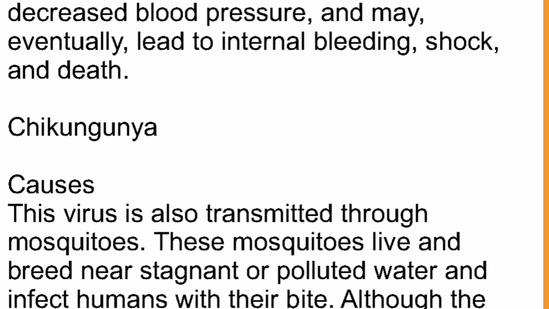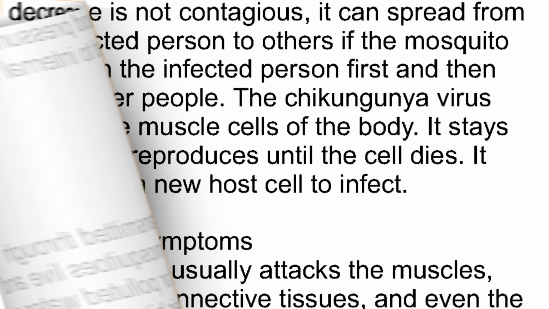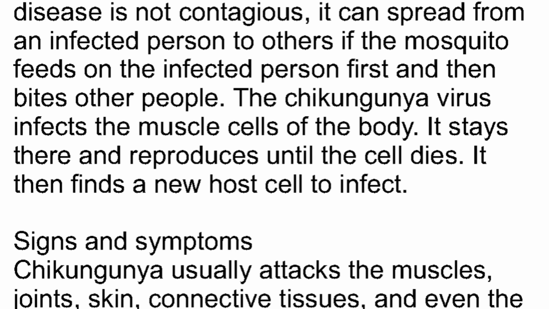Chikungunya. Causes. This virus is also transmitted through mosquitoes. These mosquitoes live and breed near stagnant or polluted water and infect humans with their bite. Although the disease is not contagious, it can spread from an infected person to others if the mosquito feeds on the infected person first and then bites other people. The chikungunya virus infects the muscle cells of the body. It stays there and reproduces until the cell dies. It then finds a new host cell to infect.